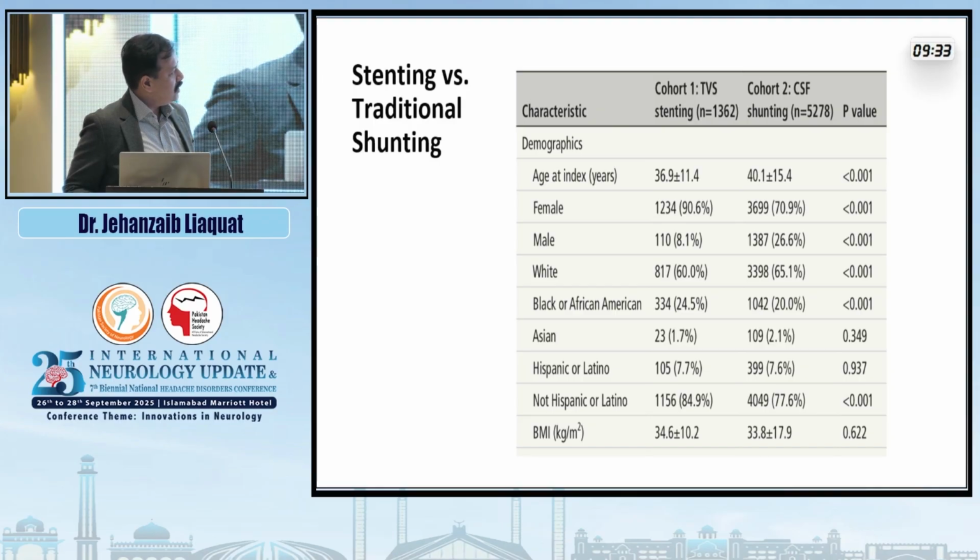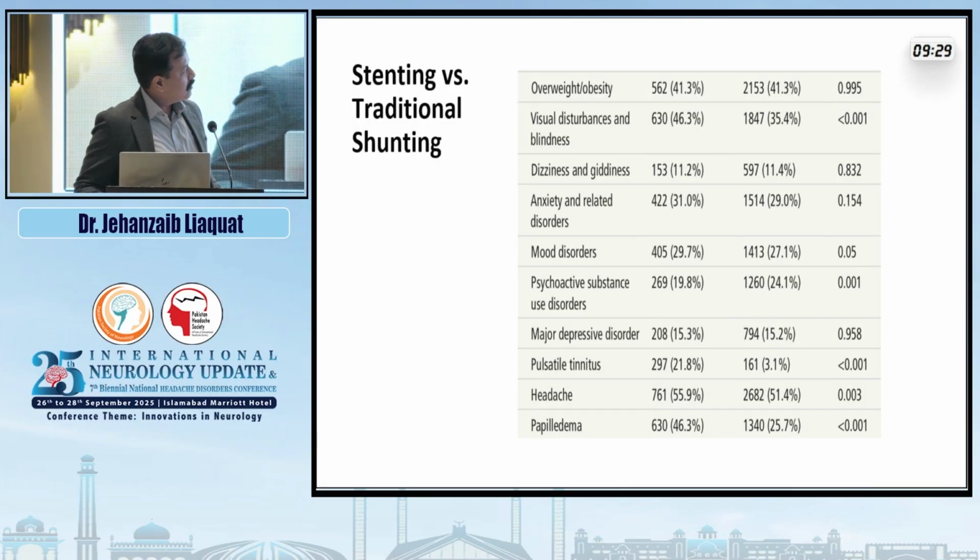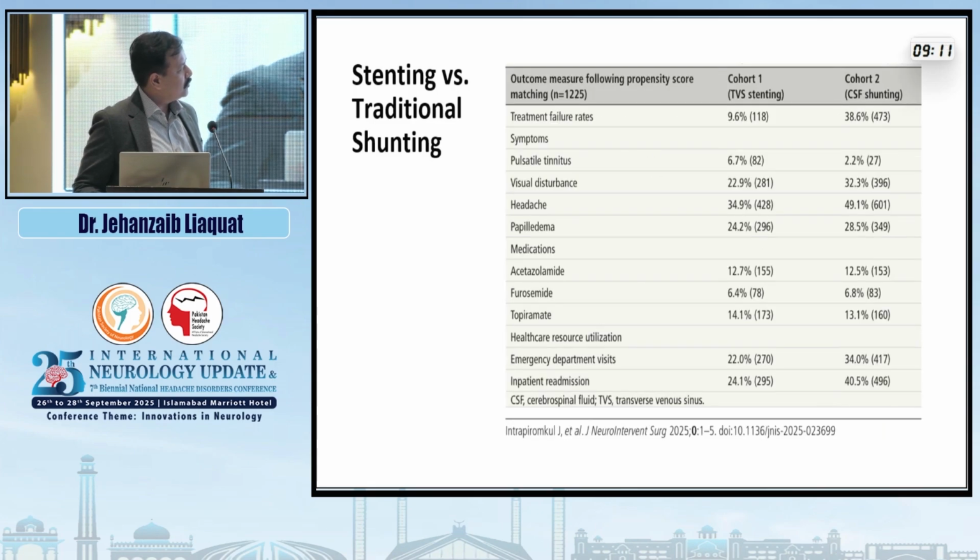And interestingly, 41% were overweight, 46% had visual disturbances, around 21% in the stenting group had pulsatile tinnitus, and 46% in the stenting group had papilledema.